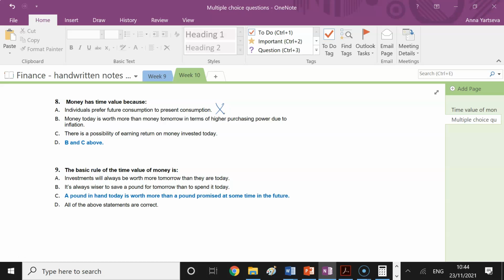We want it now. We splash out on credit cards. Many people go into significant debt because they cannot control their spending. They want to spend now rather than in the future. We value present consumption more than future consumption.